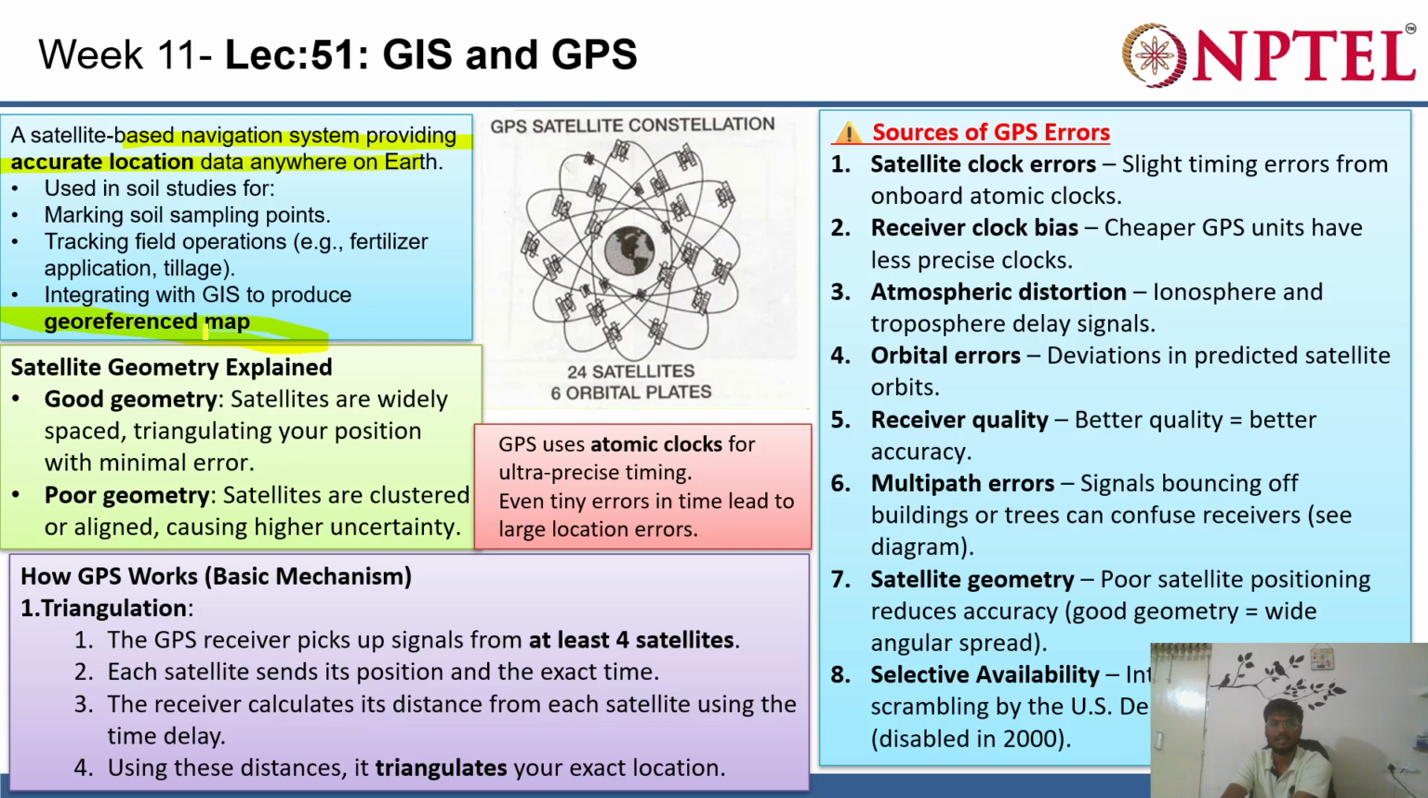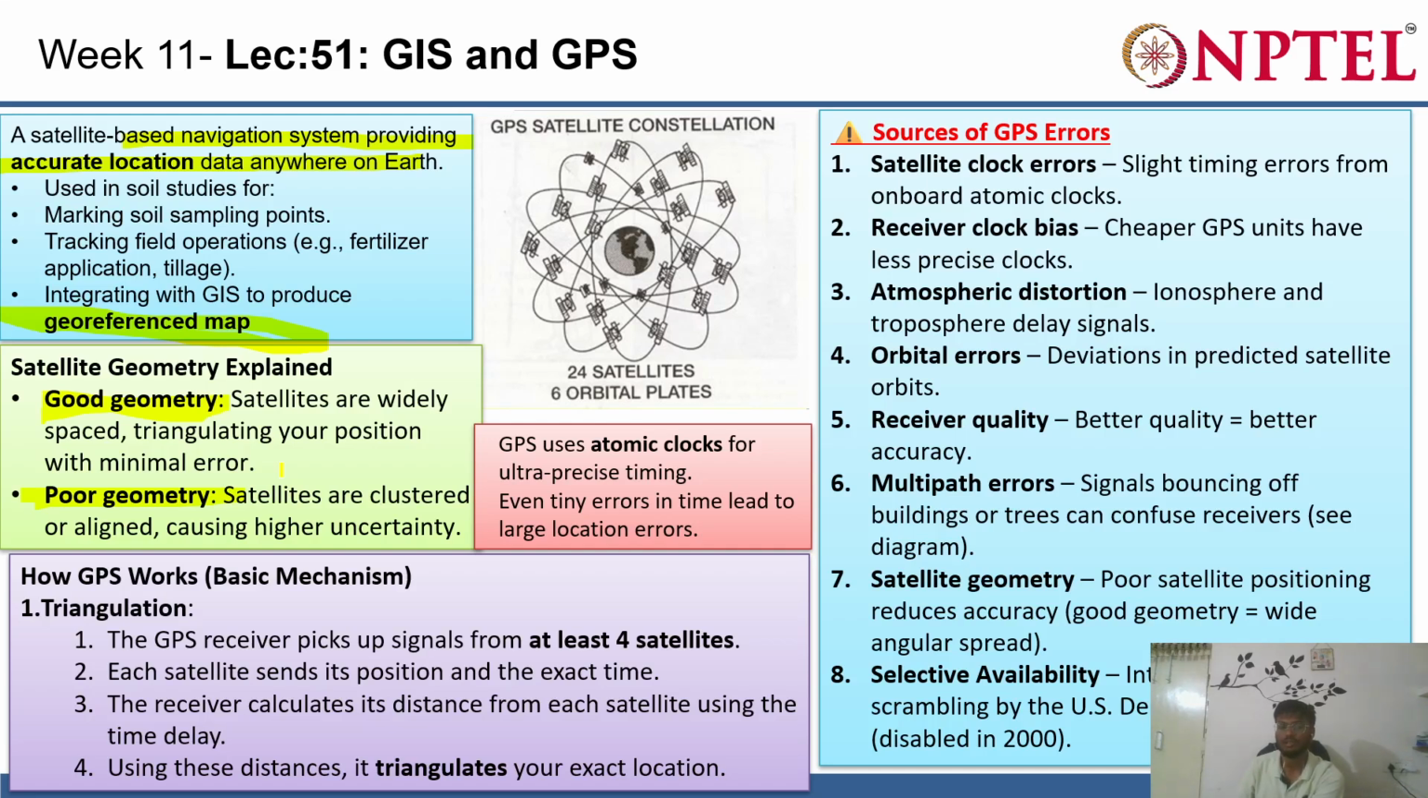In general, satellite geometry is explained as good geometry and poor geometry. Good geometry is when the satellites are widely spaced and triangulate your position with minimal error, while poor geometry is when satellites are clustered or aligned, causing higher uncertainty.